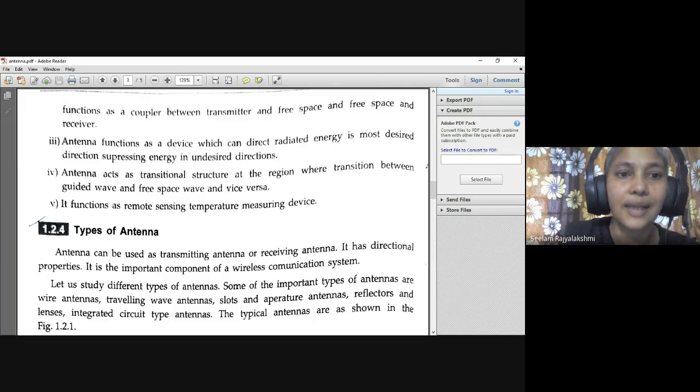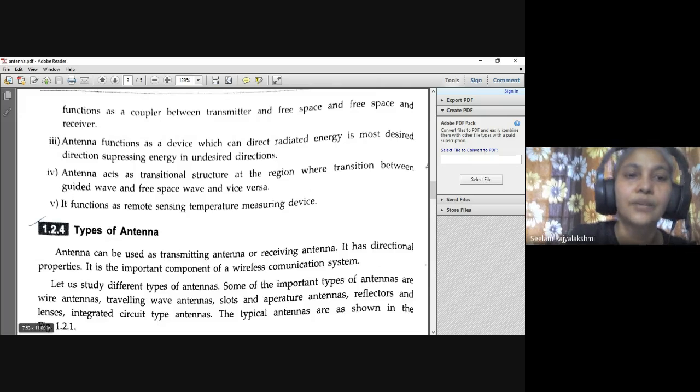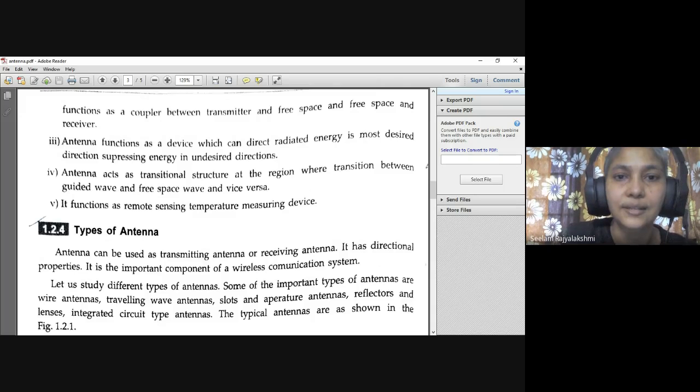So here antenna acts as a transitional structure. Whenever we want a particular direction to send the energy, it radiates the energy there, and in the undesired directions it suppresses the energy. So antenna acts as a transition structure at the region where transition occurs between guided wave and the free space wave and vice versa. So it also functions as a remote sensing temperature measuring device.